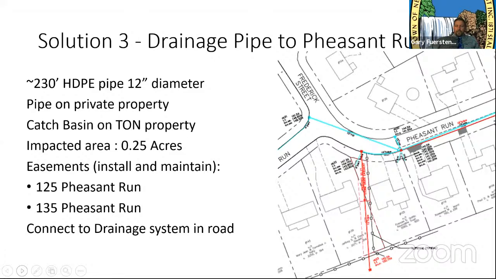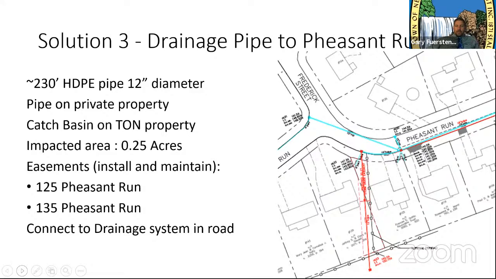Solution 3. This is the first piping solution. It's a short pipe, about 230 feet of HDPE pipe. That's high density polyethylene pipe, plastic pipe, installing a catch basin on the town property and connecting that new catch basin to the existing catch basin out in Pheasant Run. It involves an easement crossing 2 private properties, an easement to install the pipe, and an easement to maintain the pipe and catch basin. Like I mentioned, we're connecting to the existing drainage system in Pheasant Run.